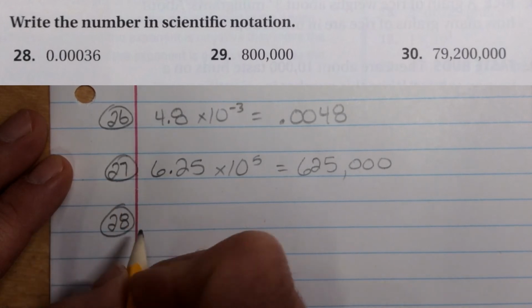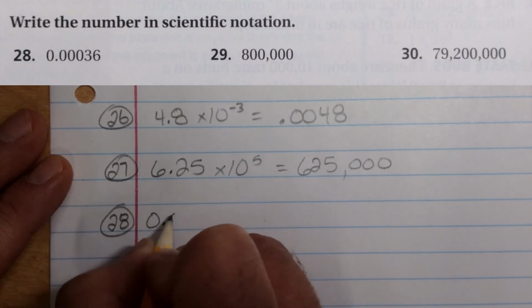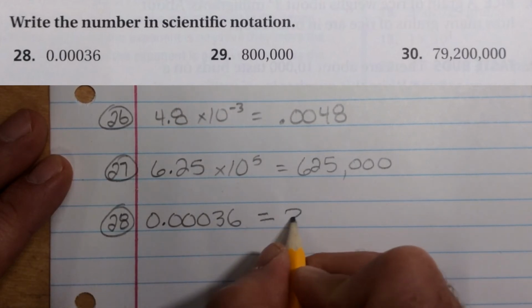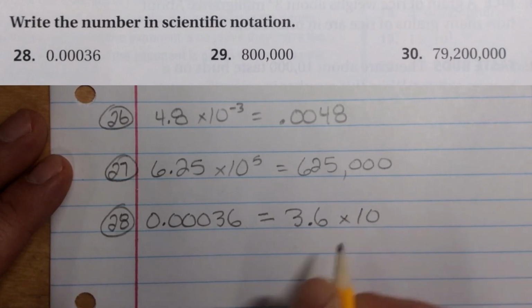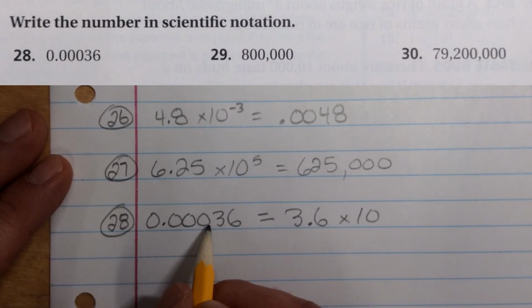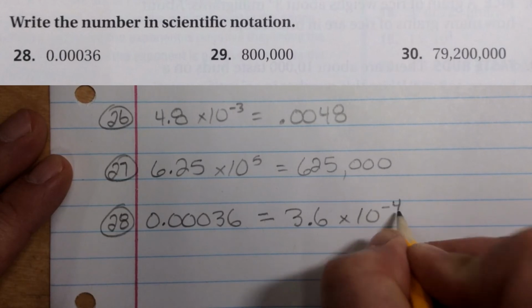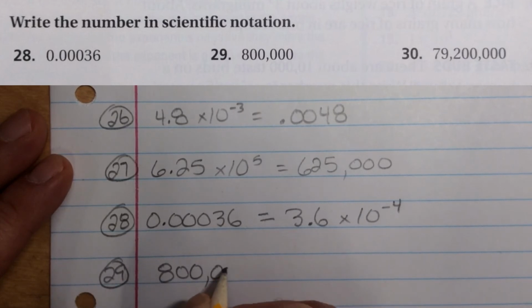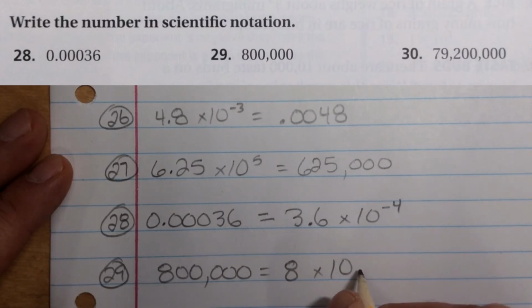So for number 28, the number was 0.00036, and that's going to equal 3.6 times 10 to the 1, 2, 3, 4, negative 4th power. For number 29, 800,000 equals 8 times 10 to the 1, 2, 3, 4, 5. Oops. 5th power with a little line that means nothing. Very good.